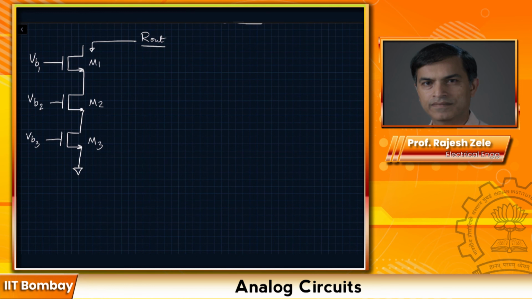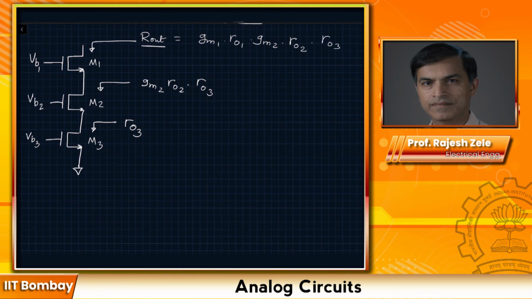So what is the first thing we note? The resistance looking down over here is going to be equal to RO3. Then in that case, what is the resistance looking down here? At the drain of M2, that will be the self gain of the transistor M2, which is GM2 times RO2 times RO3. And the next step is going to be this R out will be equal to GM1 times RO1 multiplied by GM2 multiplied by RO2 times RO3.